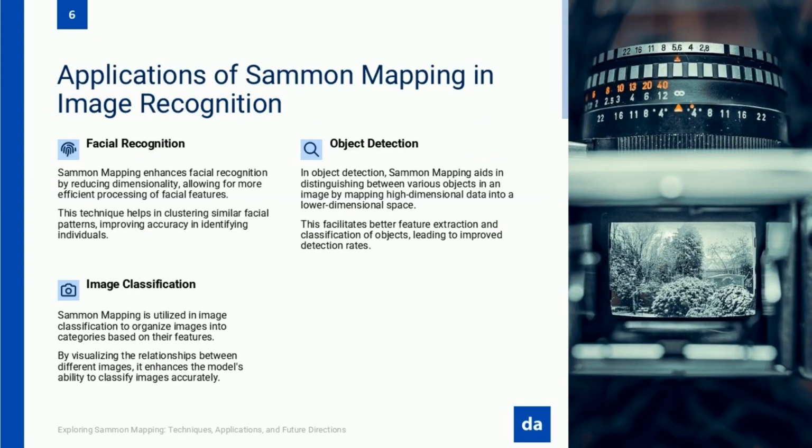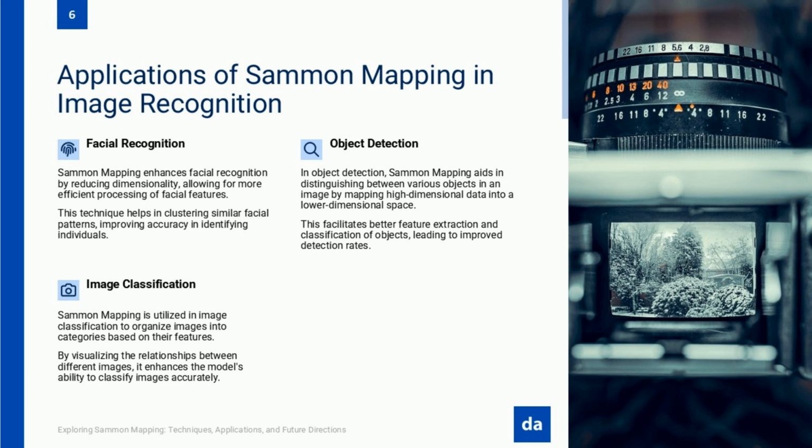Now that we know how to implement Sammon Mapping, let's explore where it's actually used. One of the most fascinating applications is in image recognition, where high-dimensional pixel data is transformed into a lower dimensional space to reveal meaningful patterns. Imagine you have thousands of images, each containing intricate details, textures, and structures. The raw pixel data exists in an incredibly high-dimensional space, making it almost impossible for a human or even a traditional algorithm to interpret efficiently.